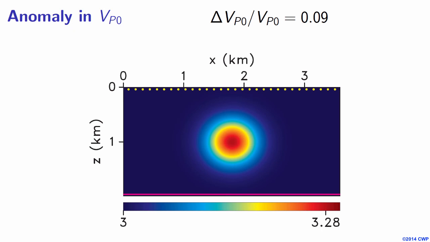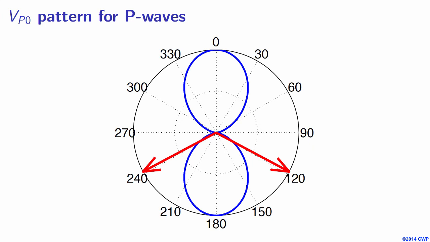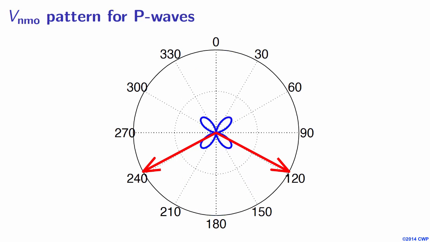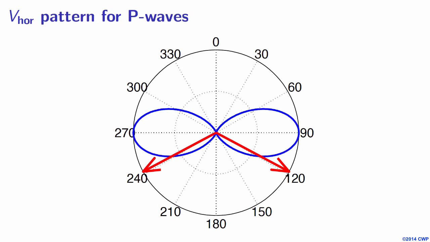Right, now we look at an anomaly in VP0 where the sources and receivers are horizontal arrays. So let's look at the radiation patterns for this configuration. The red arrows indicate that most of the P wave energy scattered by VP0 will be recorded by the receivers. So here we expect a really good update in VP0. The update in VNMO, we expect it to be tiny. And worst of all is the update in V horizontal. So here you see that in the previous case, whereas V horizontal was updated really well, here we do not expect a significant update in V horizontal.